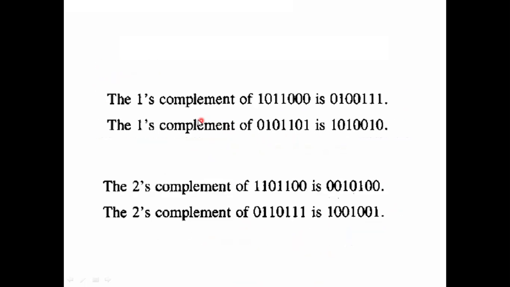Like that, we can take other numbers also. Suppose this is the given number. What is the ones complement? 1 becomes 0, 0 becomes 1. Suppose this is another given number. How to take the ones complement? 0 changes to 1 and 1 changes to 0, like this: 0, 1, 1, 0, 1, 0, 0, 1. 1 is changed to 0.